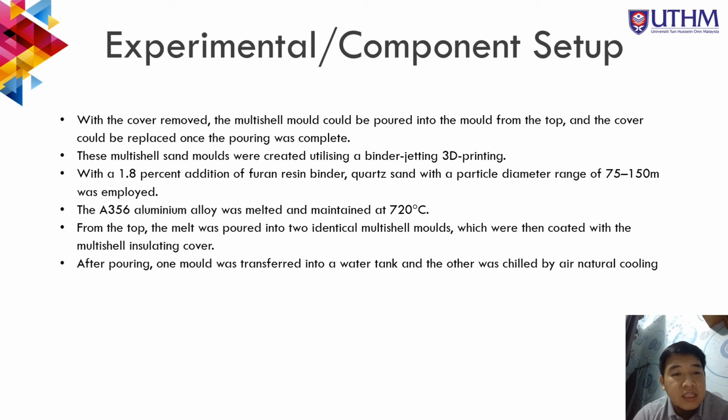A356 aluminum alloy was melted and maintained at 720 degrees Celsius. From the top, the melt was poured into two identical multi-shell molds, which were then covered with the multi-shell insulating cover. After pouring, one mold was transferred into a water tank and the other was chilled by natural cooling.